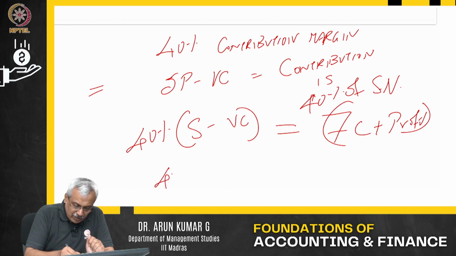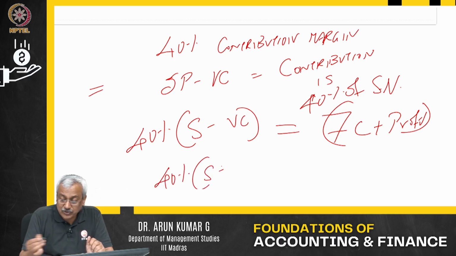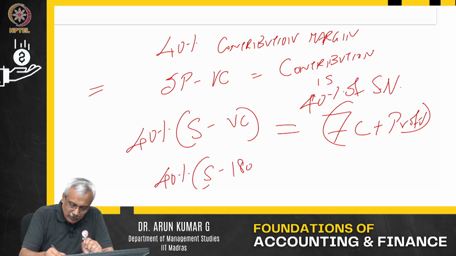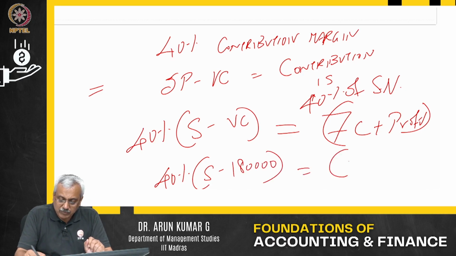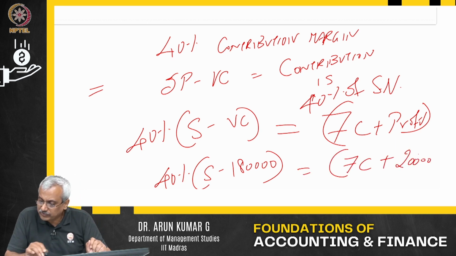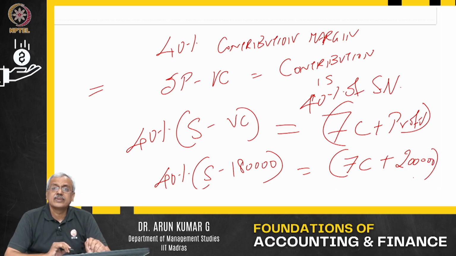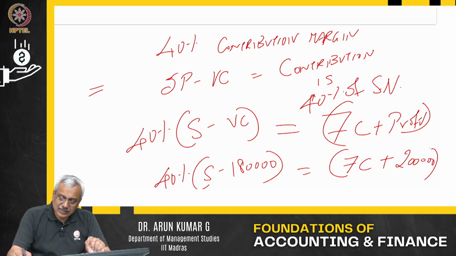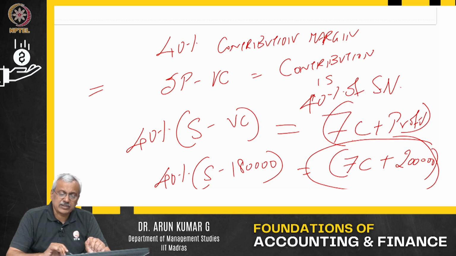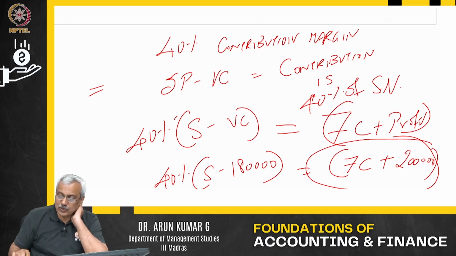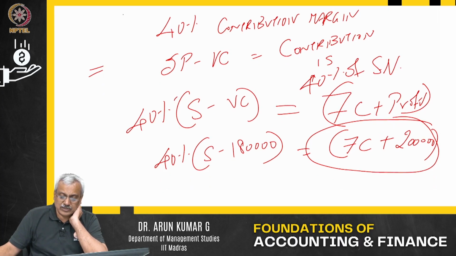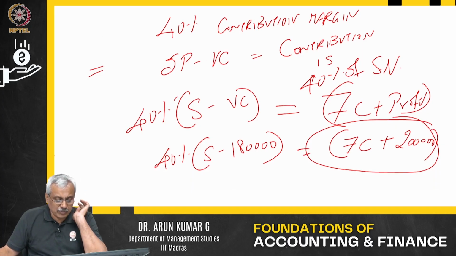So, 40% of my sale, I do not know the sale value, variable cost I know, 1,80,000, will be equal to my fixed cost plus profit of 2 lakhs, if I am not wrong, yeah, 2 lakhs. This total is equal to about 40% of the sale value in this particular case. If this is going to be 40%, then what is your variable cost?